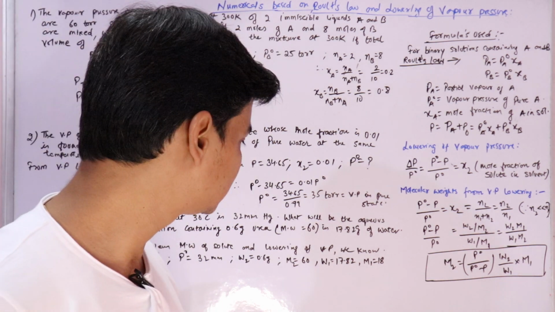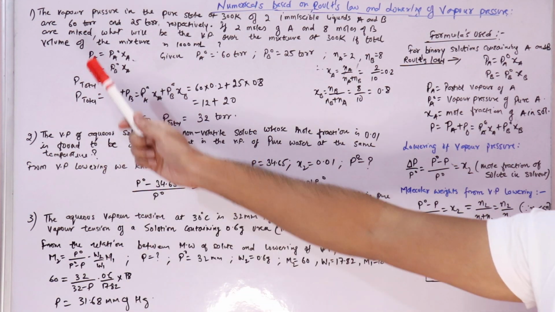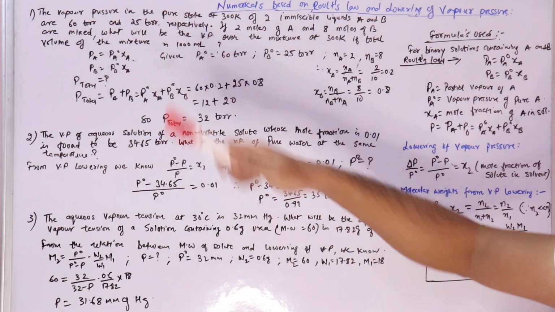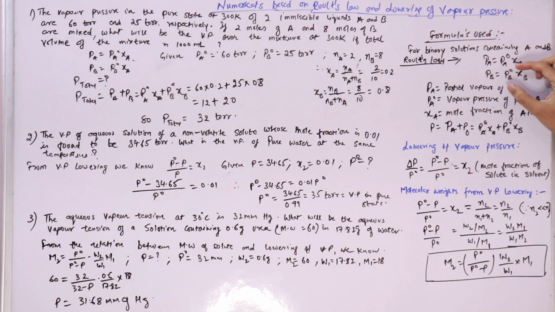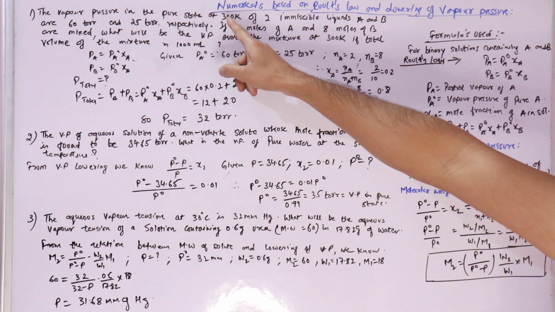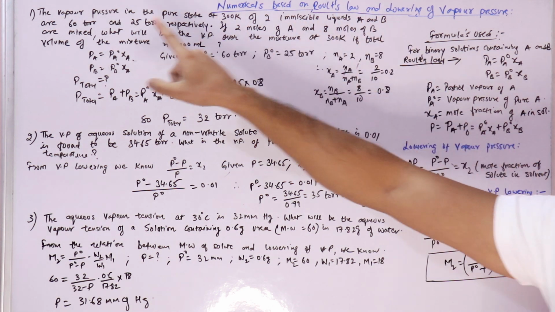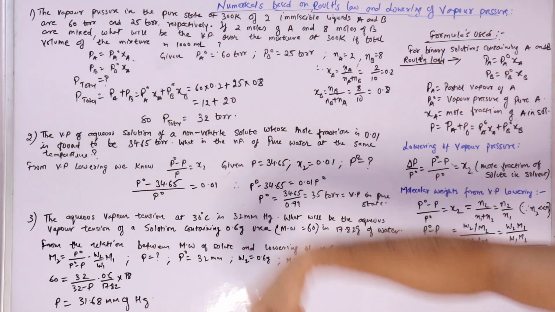Now let's see some numericals based on these formulas. The first one is the vapor pressure in the pure state. We know PA0 and PB0 are the vapor pressures of liquids A and B in pure state, and PB and PA are the partial vapor pressures when a solution is formed. So the vapor pressure in the pure state at 300 Kelvin of two immiscible liquids A and B are 60 torr and 25 torr.